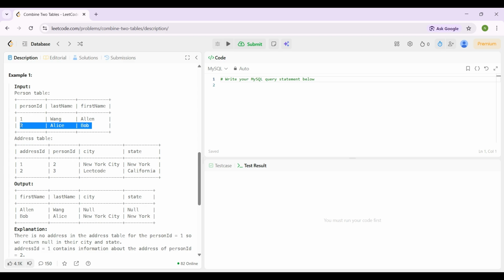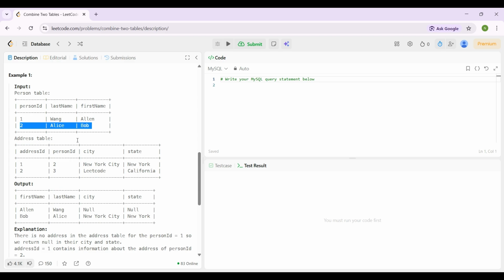Here we have person ID 2, and here also we had person ID 2. That means the address exists. That is, city is New York, and state is New York. So, the first name is Bob, last name is Alice, and here person ID equal to, here this person ID, right? So, New York City, see here, 2. So, New York City and New York. New York City and New York.